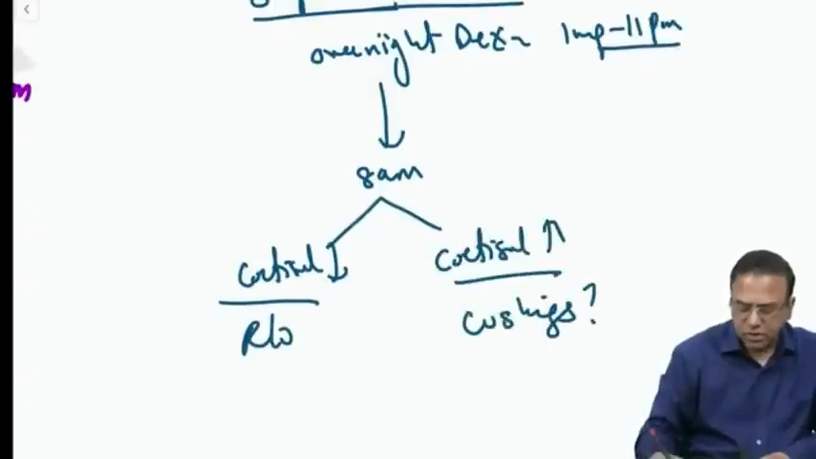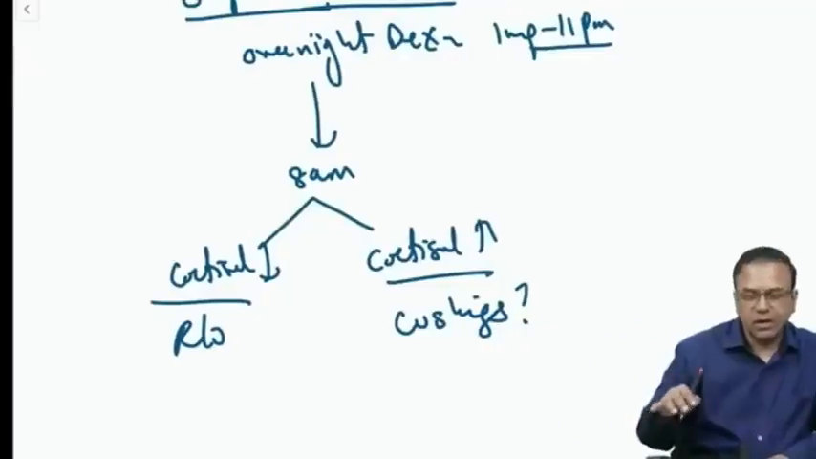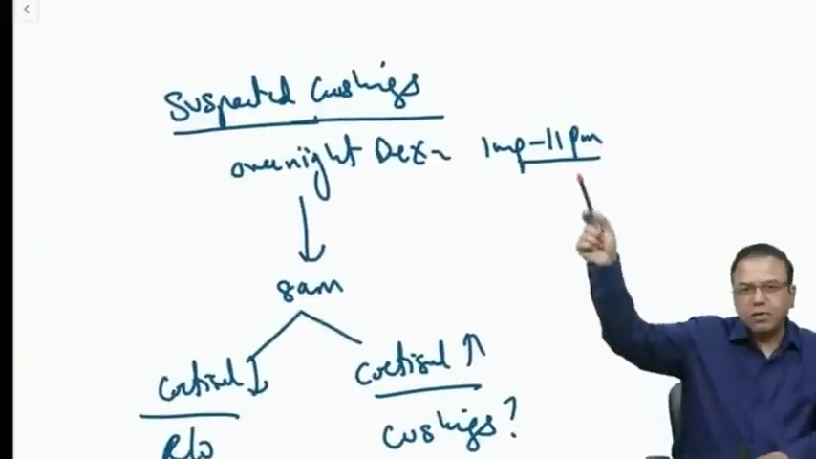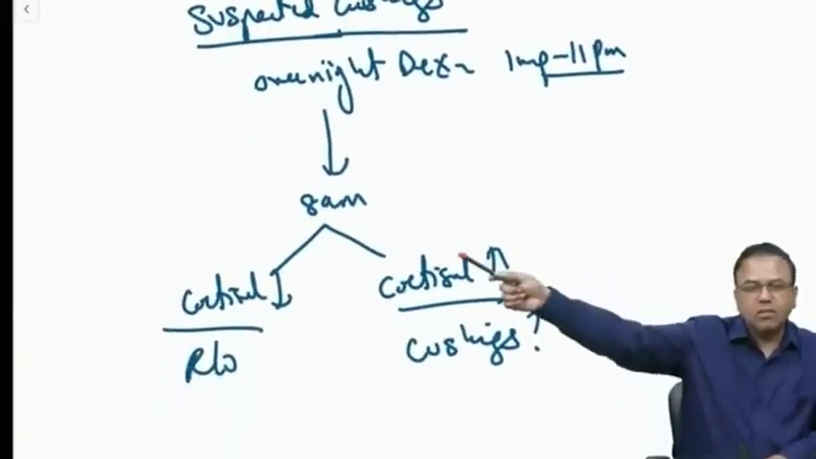It may be Cushing's. Now the recent guidelines are telling that many people that we used to label as Cushing are not really Cushing. So first you do overnight dexa, 11 p.m. you give a tablet of dexa, next day morning 8 am cortisol.